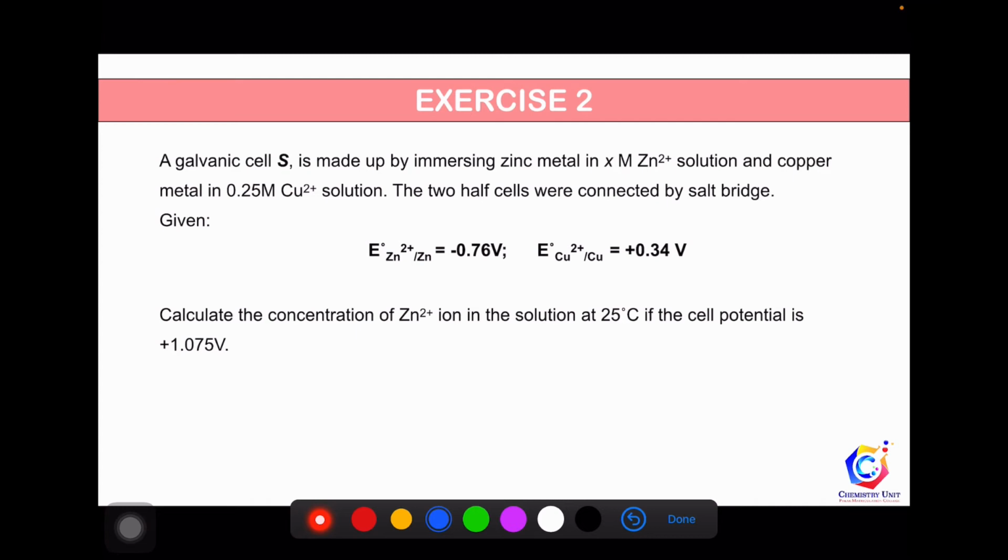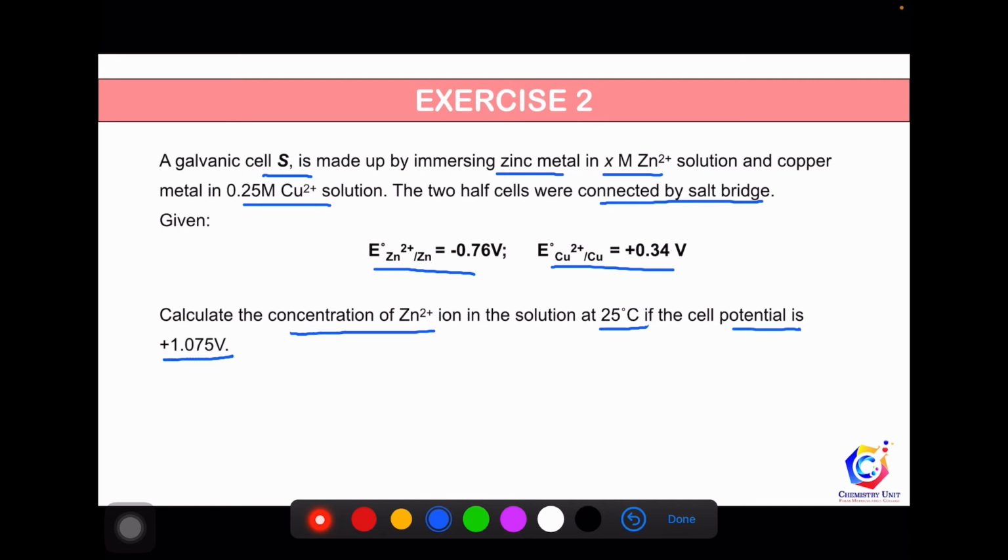Exercise 2. A galvanic cell S is made up by immersing zinc metal in X molar concentration of Zn2 plus solution and copper metal in 0.25 molar Cu2 plus solution. The two half cells are connected using a salt bridge. Given is the standard reduction potential for zinc as well as the standard reduction potential for copper. You are required to calculate the concentration of Zn2 plus ion at 25 degrees Celsius if the cell potential is given to be 1.075 volts.